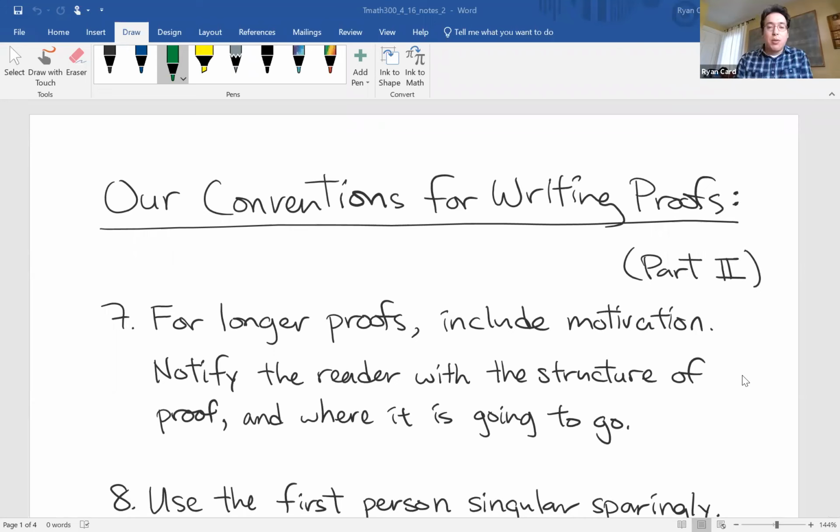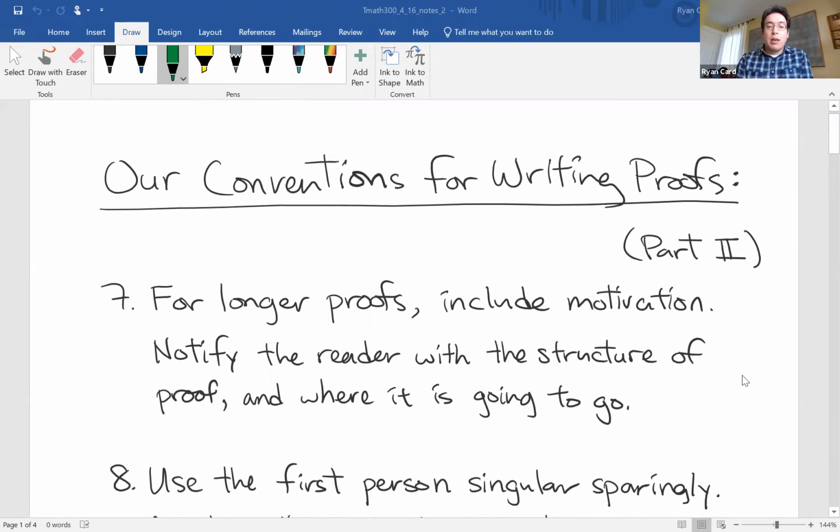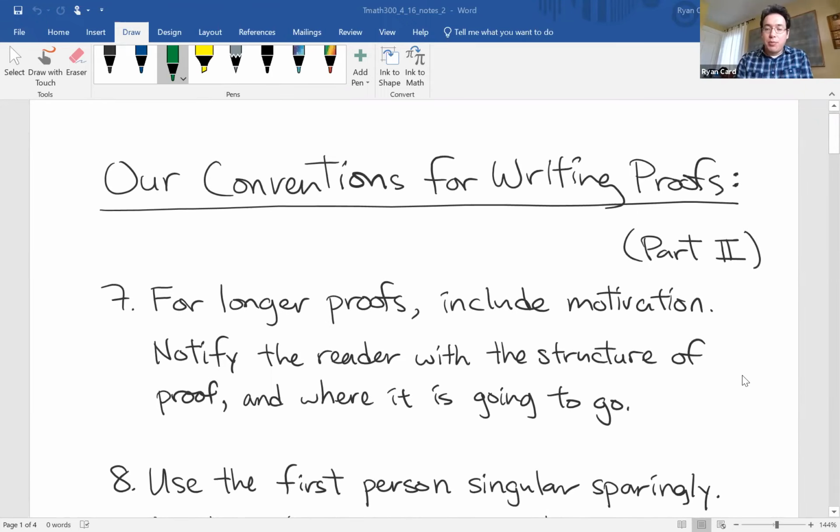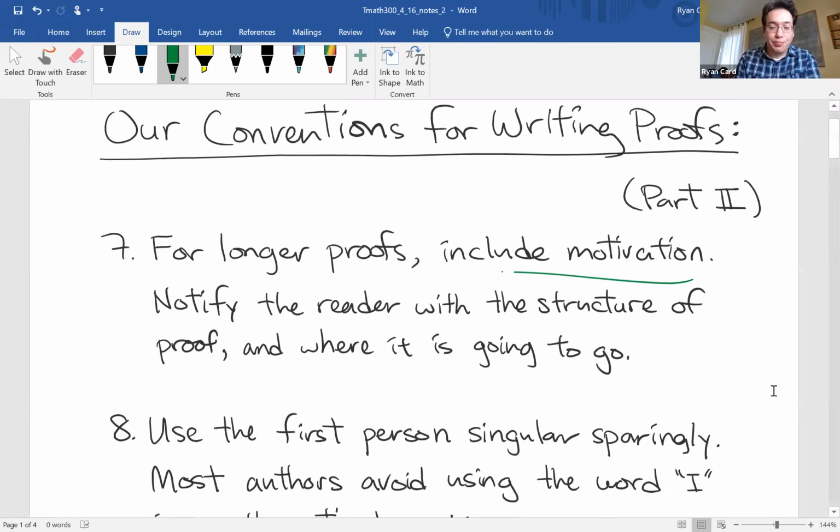Okay, so it's a quick piece of advice. When you're writing a longer proof, you should include motivation before you write down your proof, or maybe at a halfway point. You should let the reader know what the structure of the proof is or where it's going to go. It is very frustrating to read a very complicated argument where you don't know where the argument is going. So this is a good courtesy if it's a longer proof.